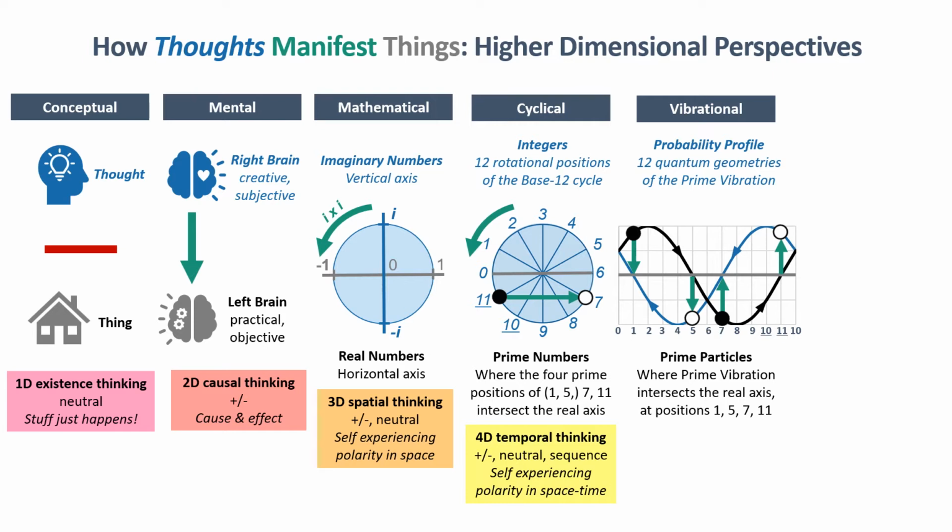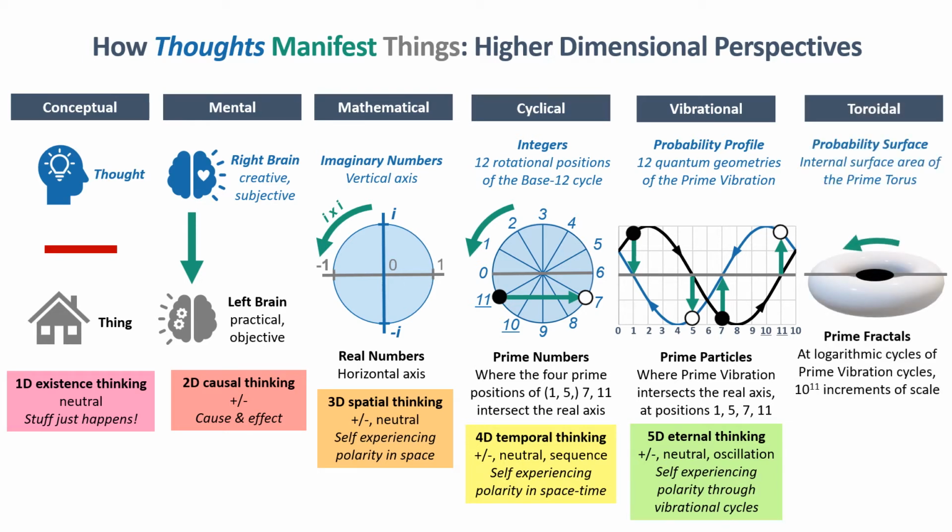This transition from cycle to vibration further refines our picture of thoughts turning into things, from one of time-bound sequential cycles to one of timeless vibrations, or what we could call 5D eternal thinking. In other words, of the self, position 6, experiencing polarity through 12 timeless vibrational frequencies. This brings us to our sixth and final higher dimensional perspective of manifesting thoughts into things.